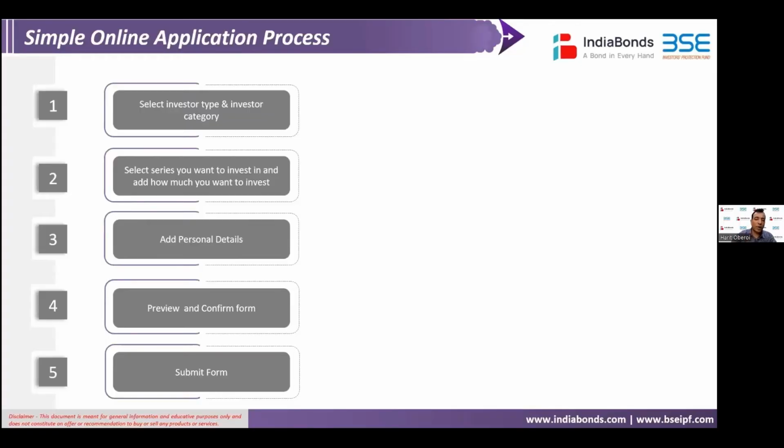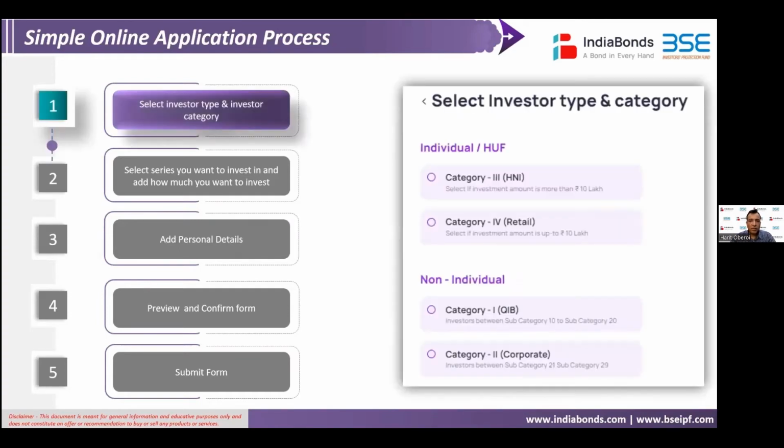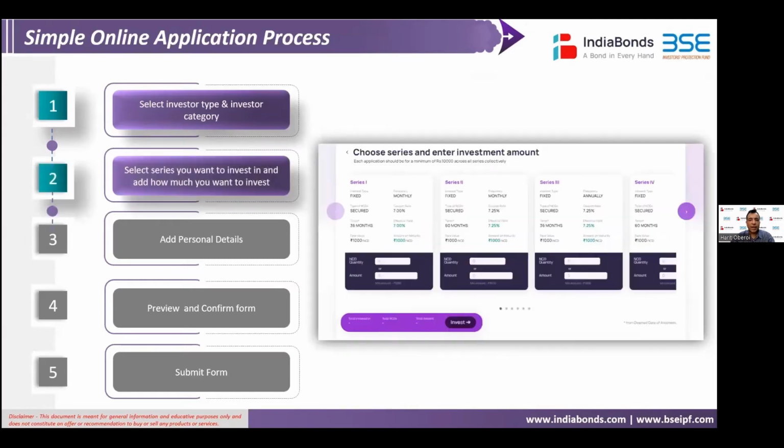For example, if you're applying through an online portal or the online format of an application, the first and foremost thing is that you have to select your investor type or category. Whether you come under the HNI category or retail, you can select depending upon the amount. Once you have selected this, the second point is which series you want to apply for.